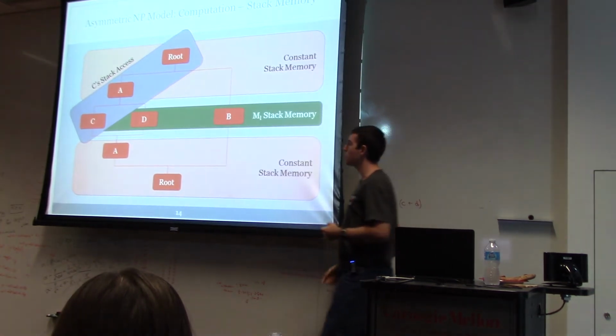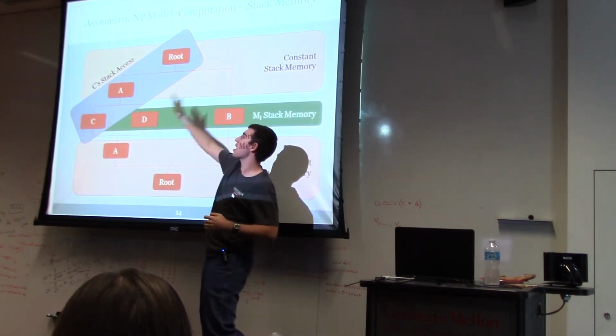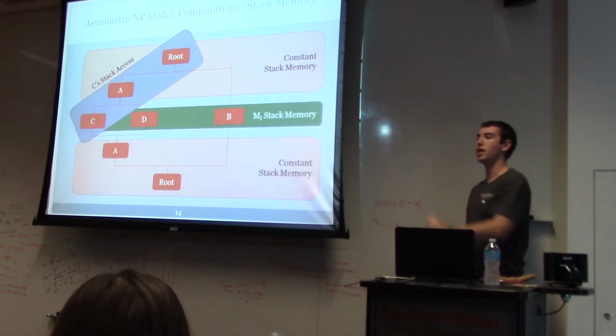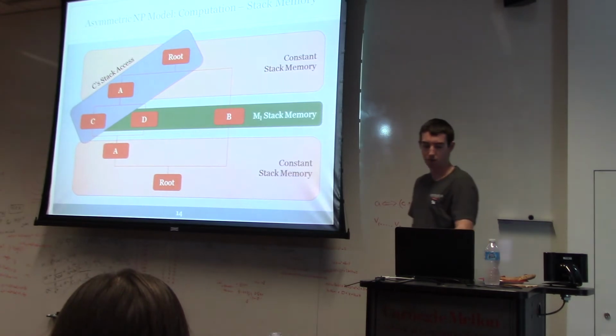Similarly, D can access D, A, and root. And this becomes an important point later as we get to the scheduling.